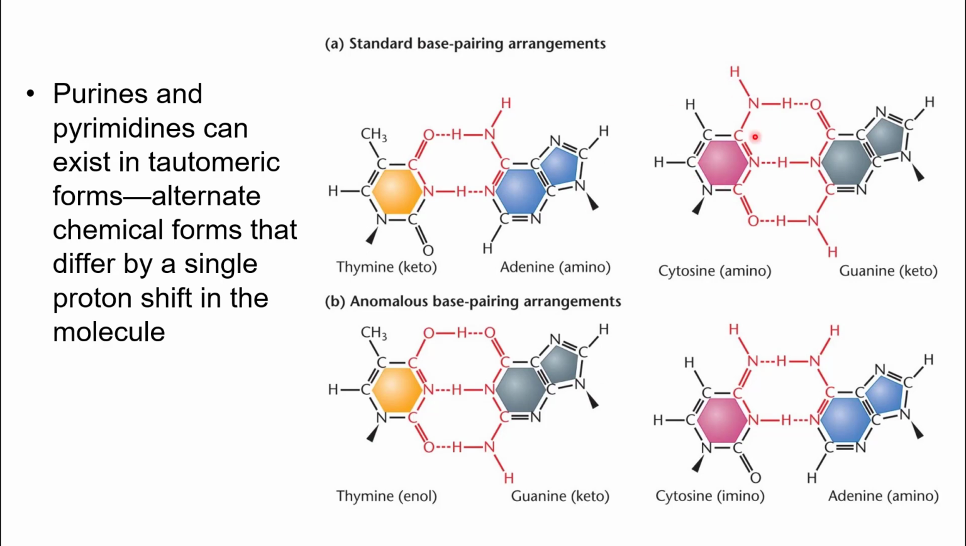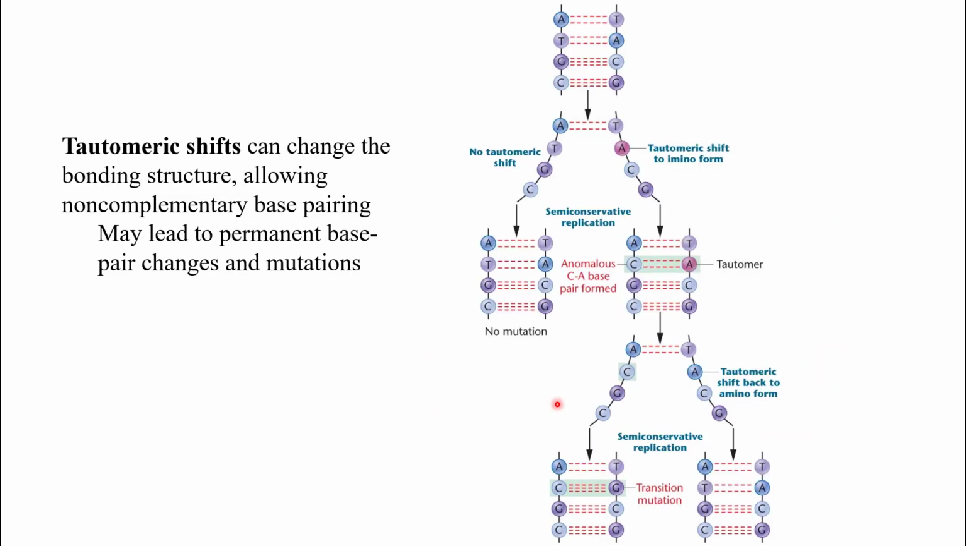The same thing can happen with cytosine. Cytosine can go into its imino form, in which, again, we're shifting. Instead of having the double bond here, we have a double bond to our nitrogen here on this amine group, and it'll bind with adenine. So these are tautomeric shifts. It's a single proton shift in the molecule, and it puts it into a different form, and it can allow for mispairing to occur. So what does that look like when we have a tautomeric shift?